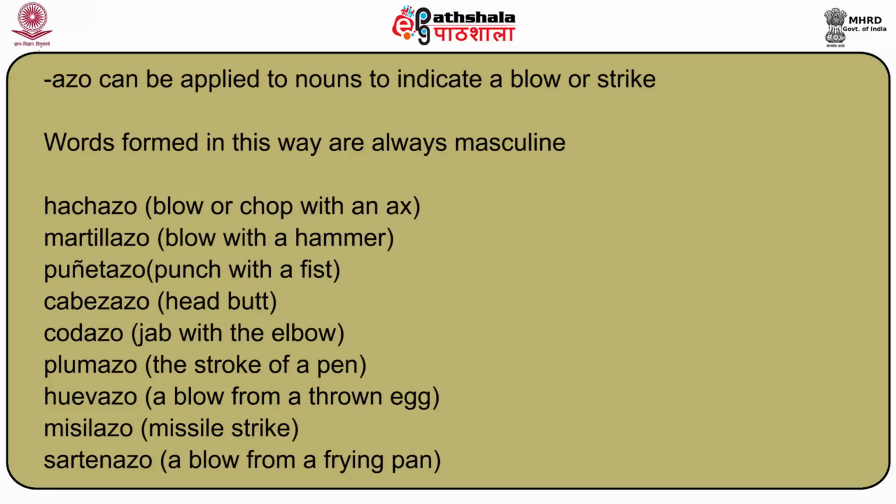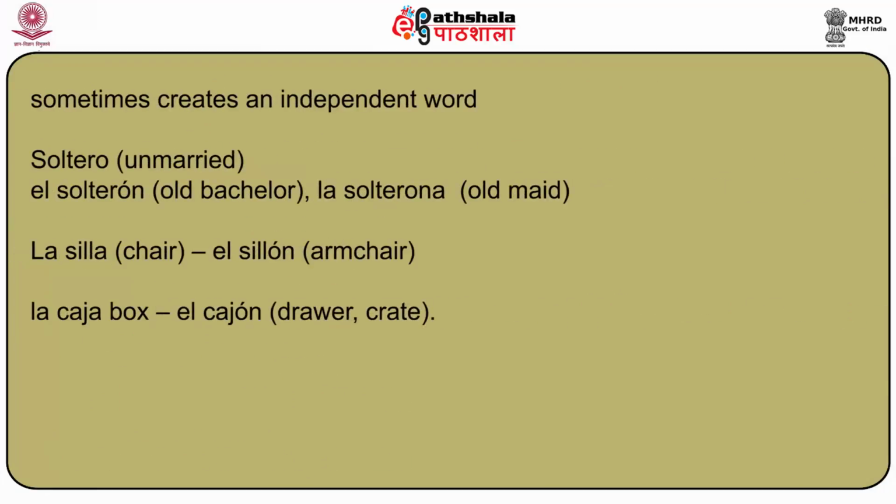Plumazo, the stroke of a pen. Huevazo, the blow from a thrown egg. Misilazo, missile strike. Sartenazo, a blow from a frying pan, etc. Just like diminutives, the addition of an augmentative suffix sometimes creates an independent word. Soltero, unmarried, becomes el solterón, old bachelor, or la solterona, old maid. La silla, chair, becomes el sillón, armchair. La caja, box, becomes el cajón, drawer or crate.